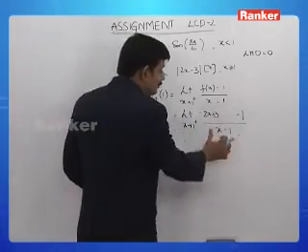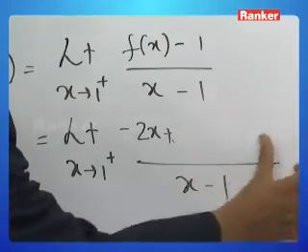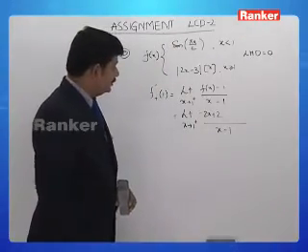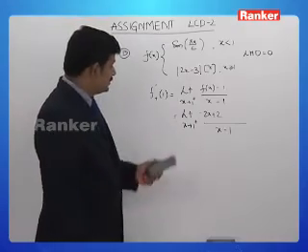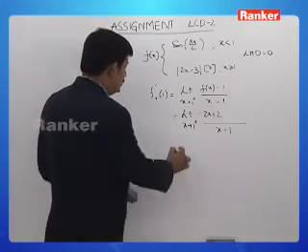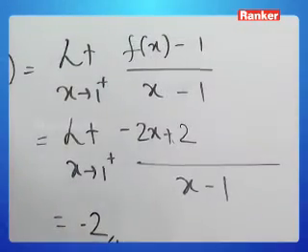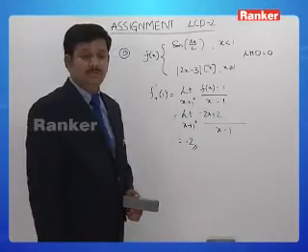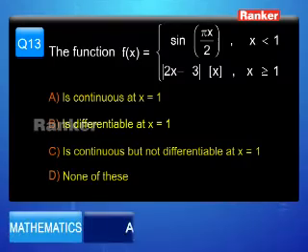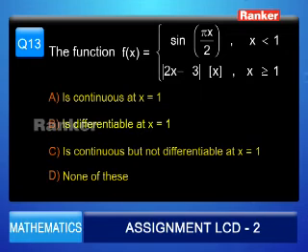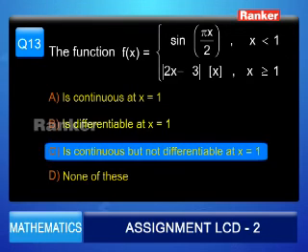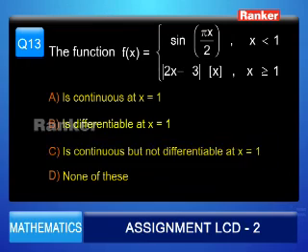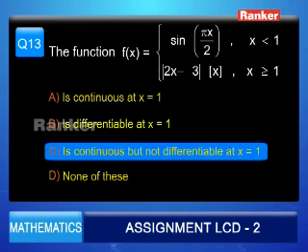This 3 minus 1 becomes 2. 2 we can take common. 1 minus x and 1 minus x gets cancelled. So, this limit is equal to minus 2. Right hand derivative is equal to minus 2. So, the function is continuous at x equal to 1, but not differentiable at x equal to 1. So, the more appropriate option is answer C.